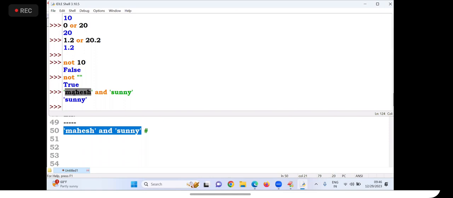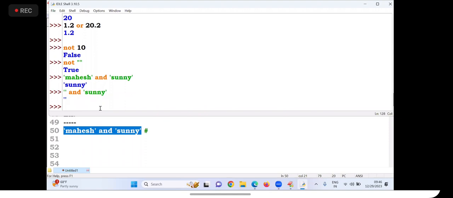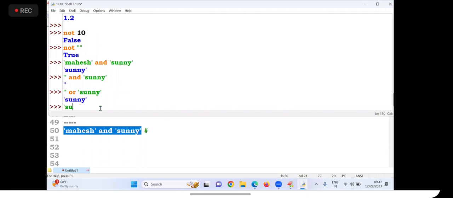Python also favorite to the Sunny. Sir, here see, Mahesh means is it empty string, non-empty? Non-empty means it is not false, true. That's why second value. Sir, now empty and Sunny. Empty. Yes, because first value empty string means false. If first value is false means automatically what is the output? Empty only. Now, empty or Sunny. Now, Sunny. Sunny or empty.